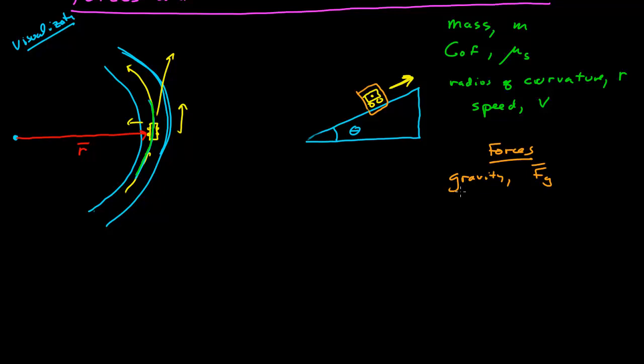And then there's a contact force between the ground and the car. We want to analyze the friction, so we're going to break this contact force into a normal force, which I'll call N, and then friction, which I'll call F sub F. All right, so these are the forces, and now I need a free body diagram.